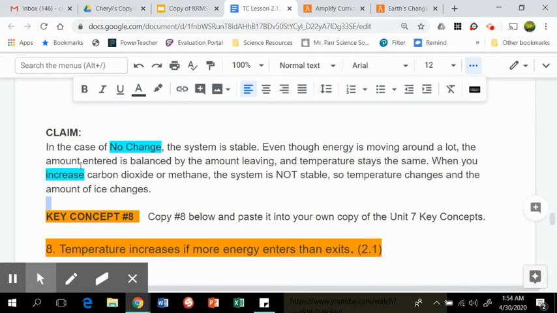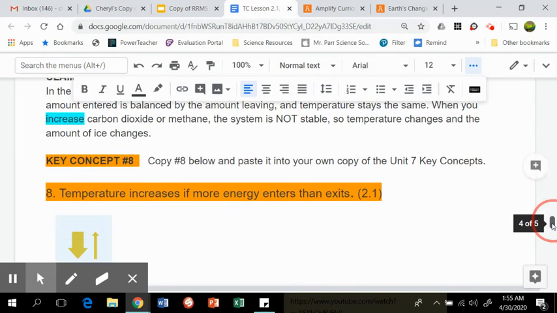All right, so we have a claim here. In the case of no change, the system is stable. Even though energy is moving around a lot, the amount entered is balanced by the amount leaving, and the temperature stays the same. When you increase carbon dioxide or methane, the system is not stable, so temperature changes and the amount of ice can therefore change.